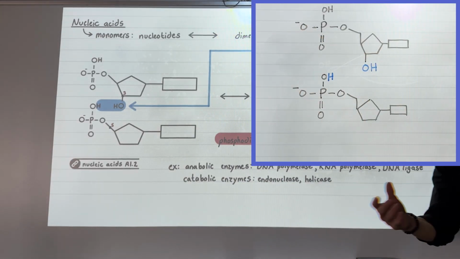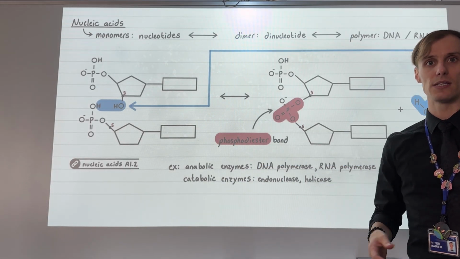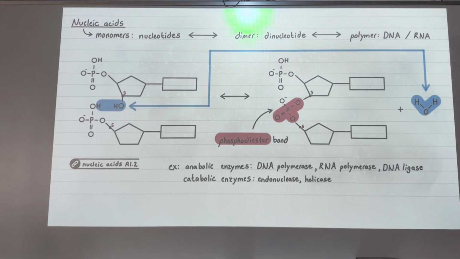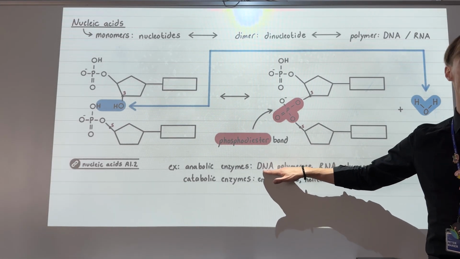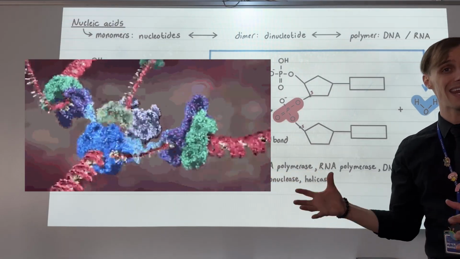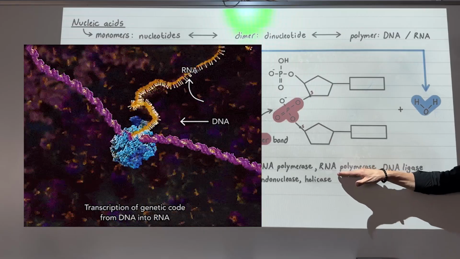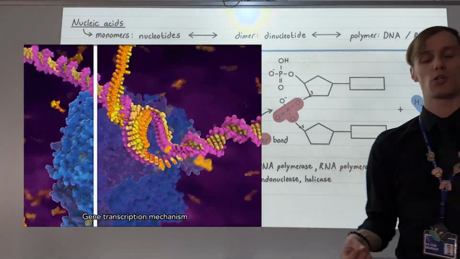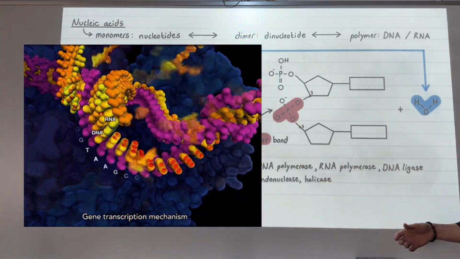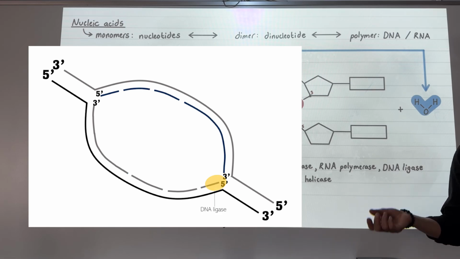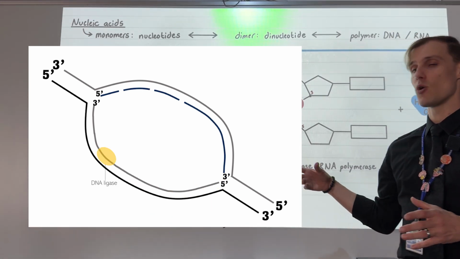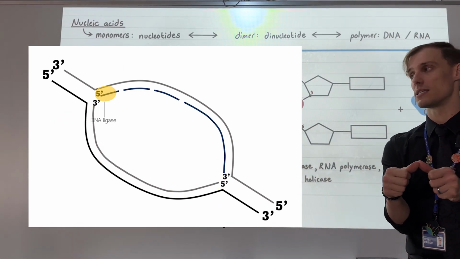Now, relevant enzymes that undergo these processes: an anabolic nucleotide enzyme would be DNA polymerase, an enzyme that builds DNA nucleotides together during DNA replication, or RNA polymerase that's used during transcription to build a new mRNA, or even DNA ligase, which is also used in DNA replication in order to join different nucleotides together.